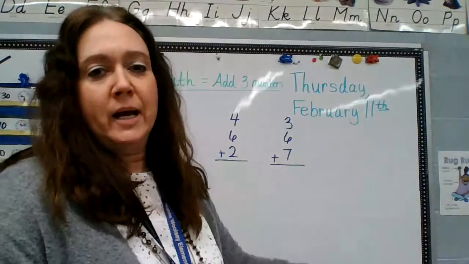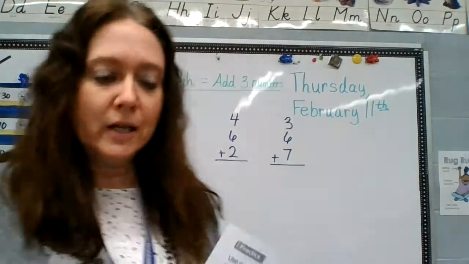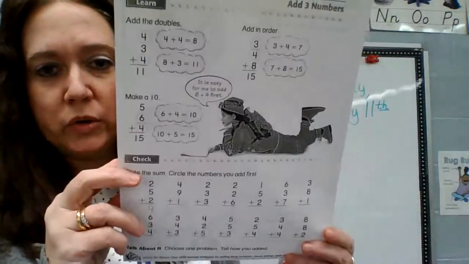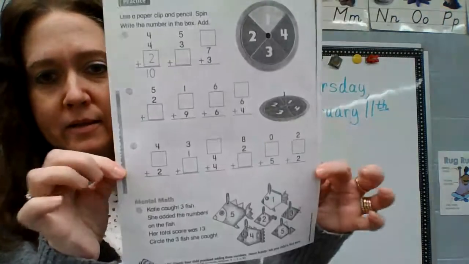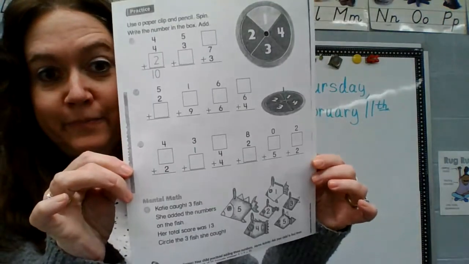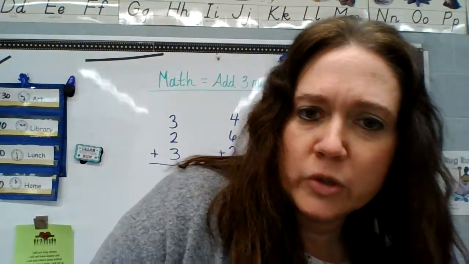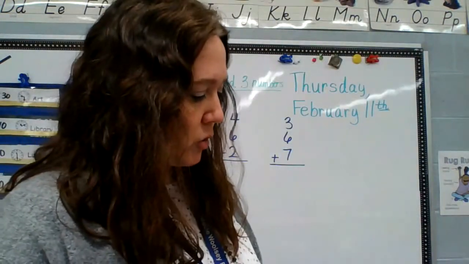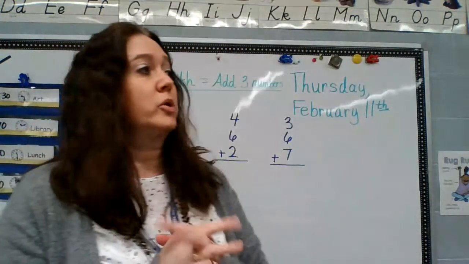We're working on, this page doesn't have numbers. The numbers are cut off, but we're working on adding three numbers. So it looks like this, and this on the back. Okay? Before we start, which you're going to do most of this on your own, let's talk about adding three numbers.